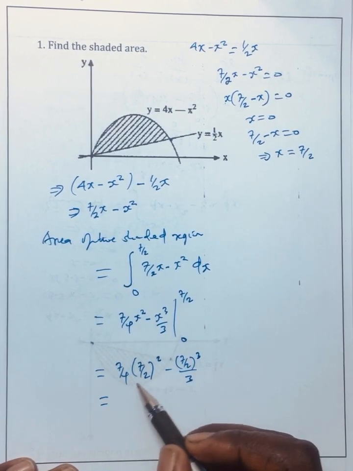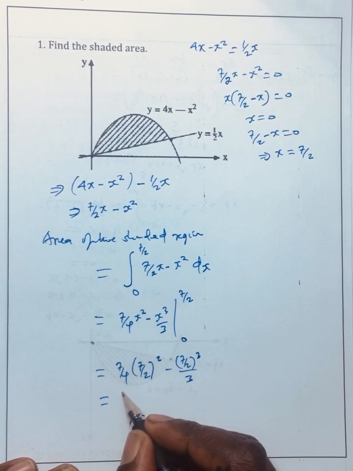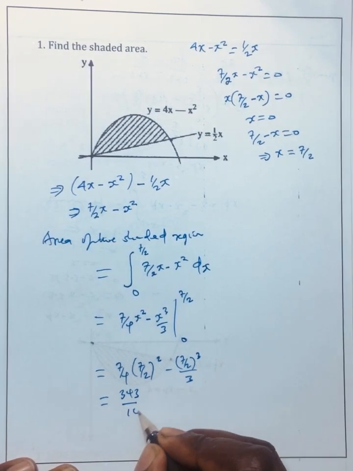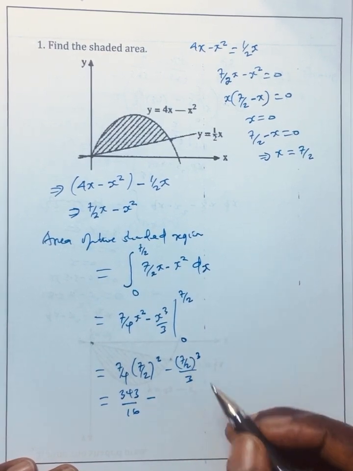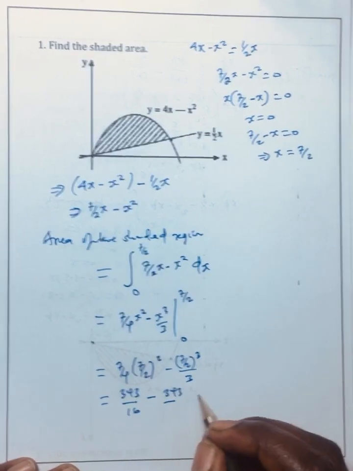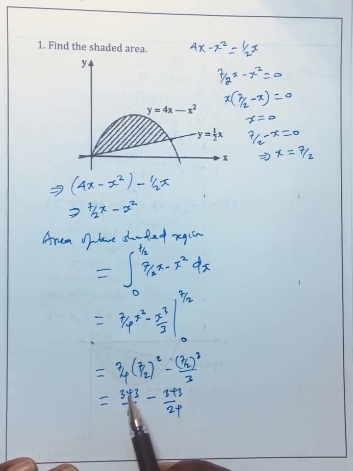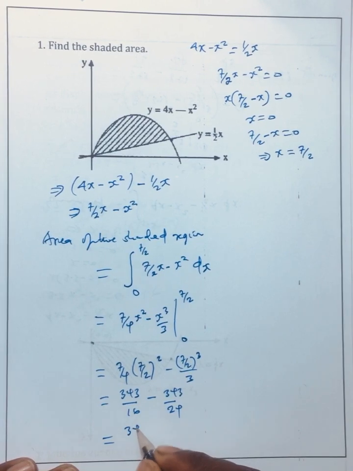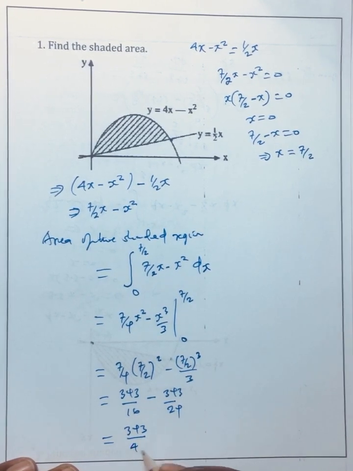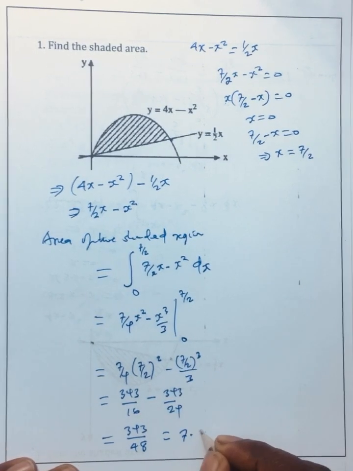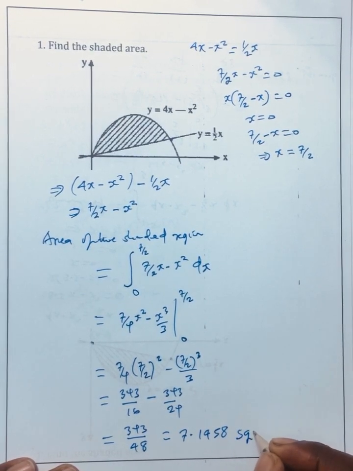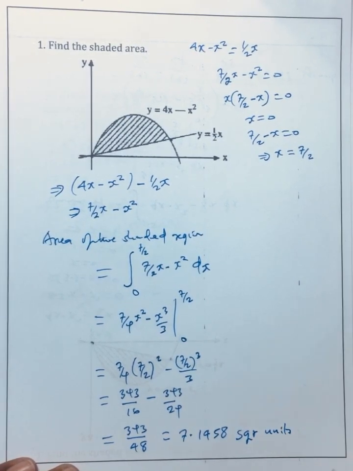If you simplify this side, you're going to have 343 over 16, and if you simplify this side, you're going to have 343 over 24, and if you get the difference, it's going to be 343 over 48, and if you simplify that again, you're going to have 7.1458 square units as the area of the shaded region.